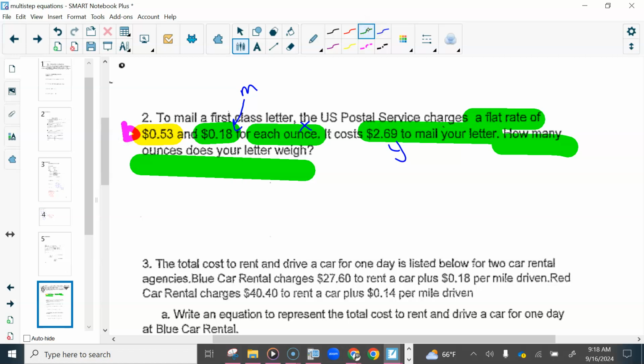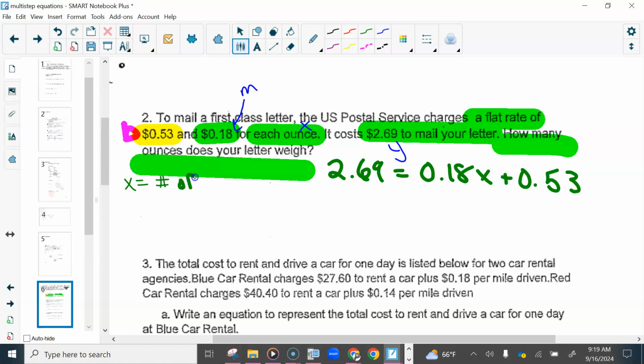So if we were to set this up in our y equals mx plus b format, that would look like 269 equals 0.18x, because that's what we don't know. Leave that as your variable, plus 0.53. I skipped one step. Usually you want to define some variable. Whatever the question is asking is going to be your variable. So how many ounces? We said that was x already. So we would just want to state, okay, x is going to be the number of ounces.